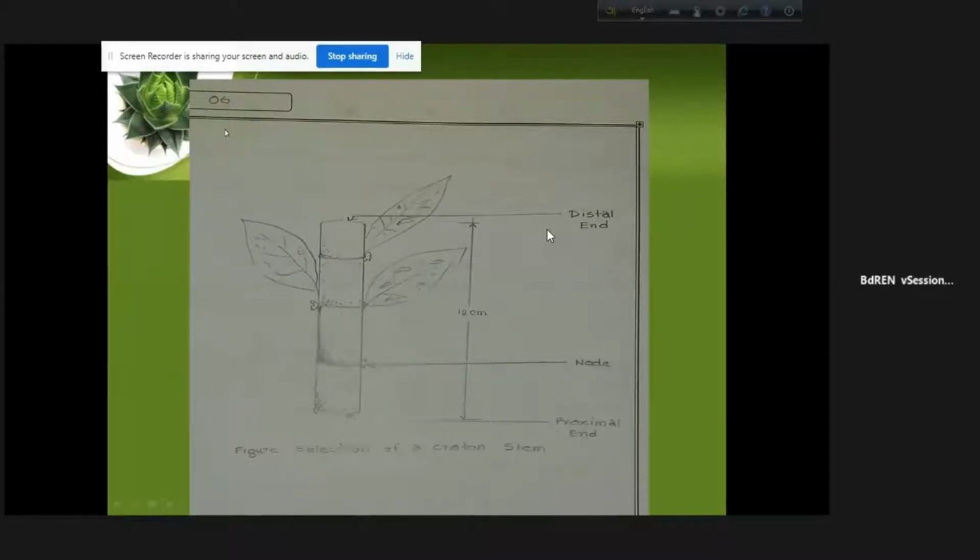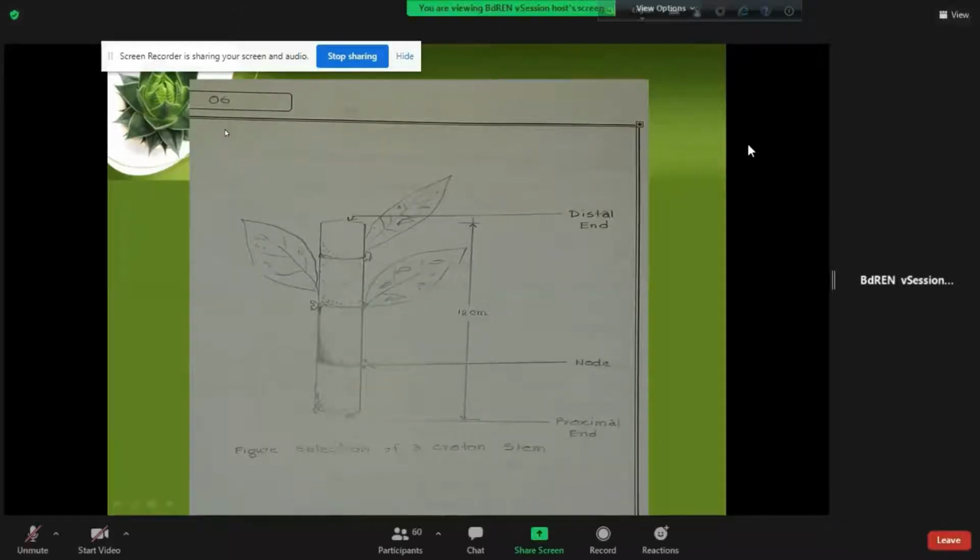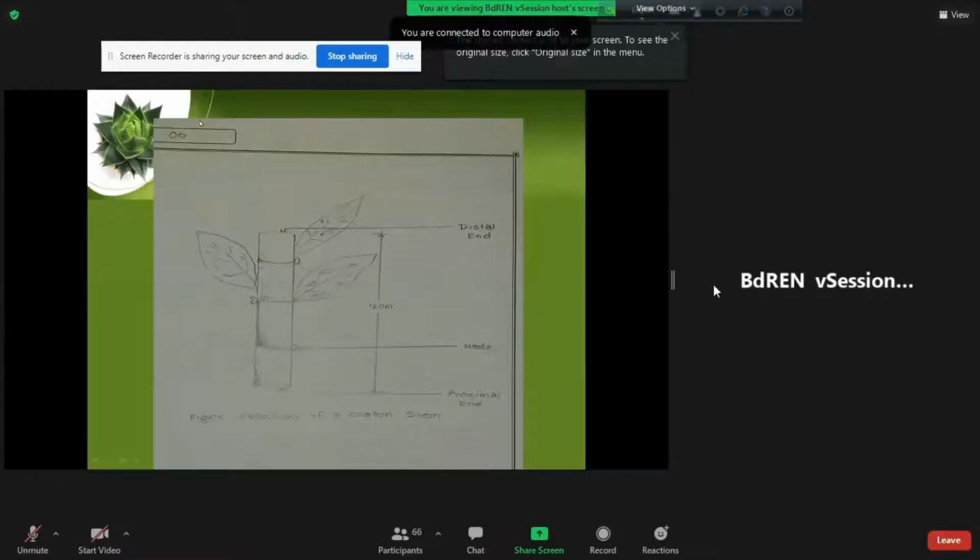So I will request anyone, can you tell me what is node? Sumaya Lia, what is node? Yes, sir. What is node, can you tell? So sorry for interruption.